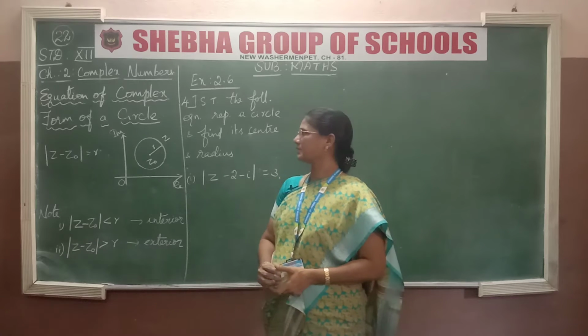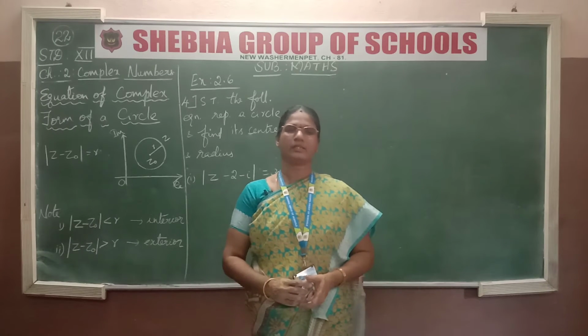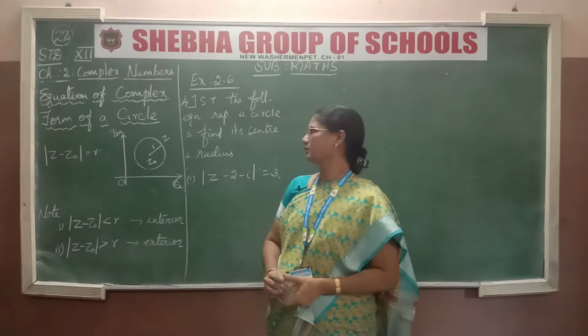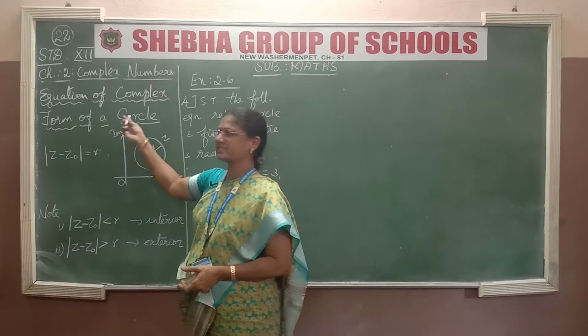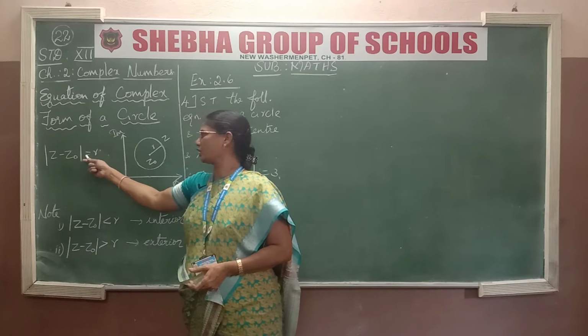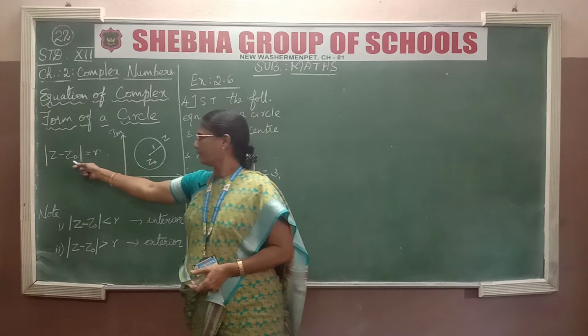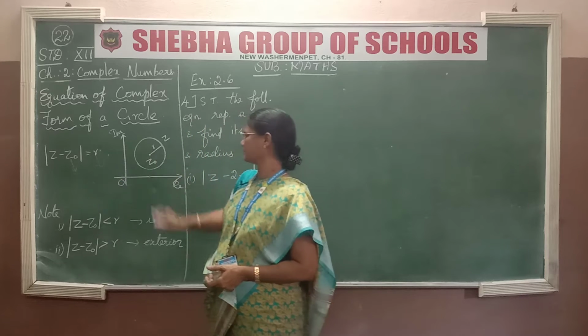In the previous class we have studied geometrical interpretation and locus of the complex number. Today we go for the new heading, equation of complex form of a circle. And this is of the form modulus z minus z naught equal to r. Here z naught is center and r is the radius.